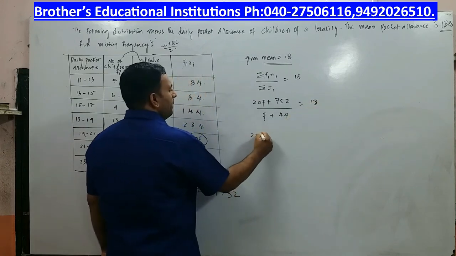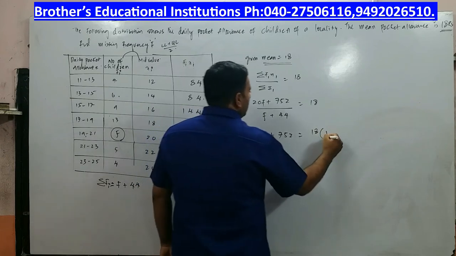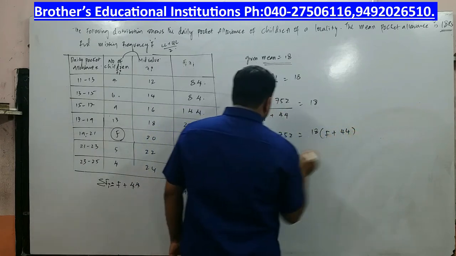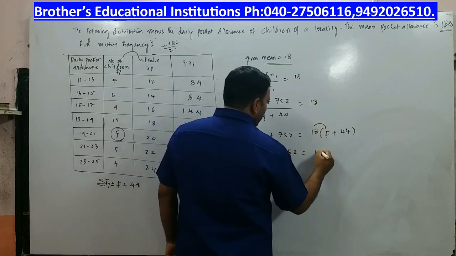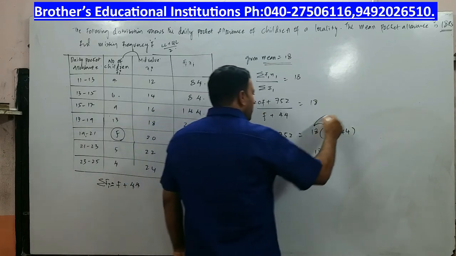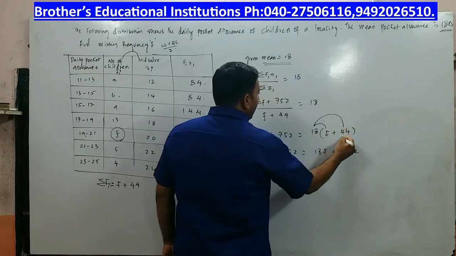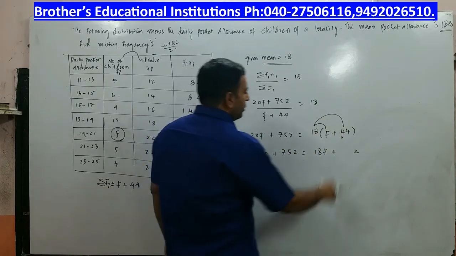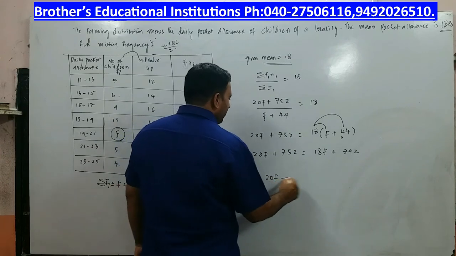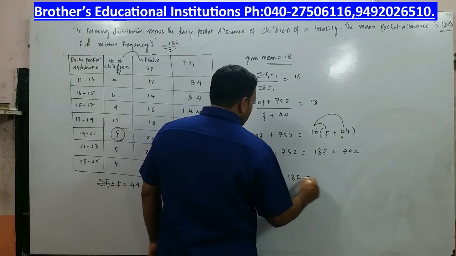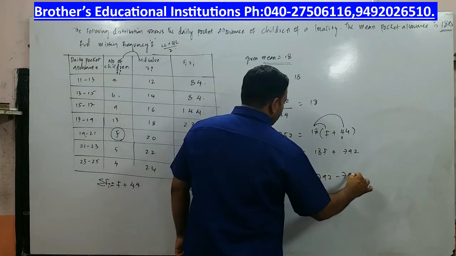Now you have to cross multiply. 20f plus 752 is equal to 18 into f plus 44. I need to multiply this. 20f plus 752 is equal to 18f plus, now I need to multiply 18 with 44. 18 fours are 72, 7 carry. 18 fours are 72, 72 plus 7 is 79. 792. Now I will write 20f minus 18f is equal to 792 minus 752.